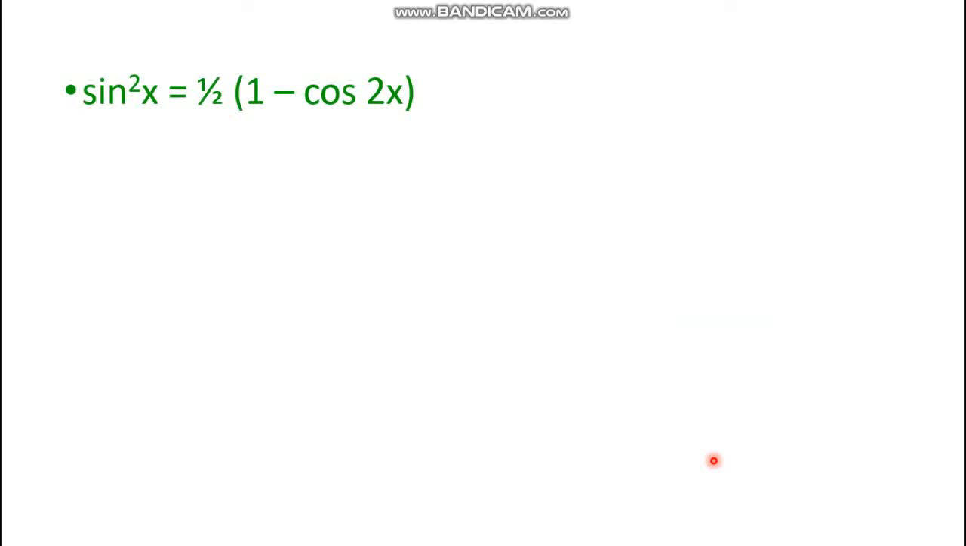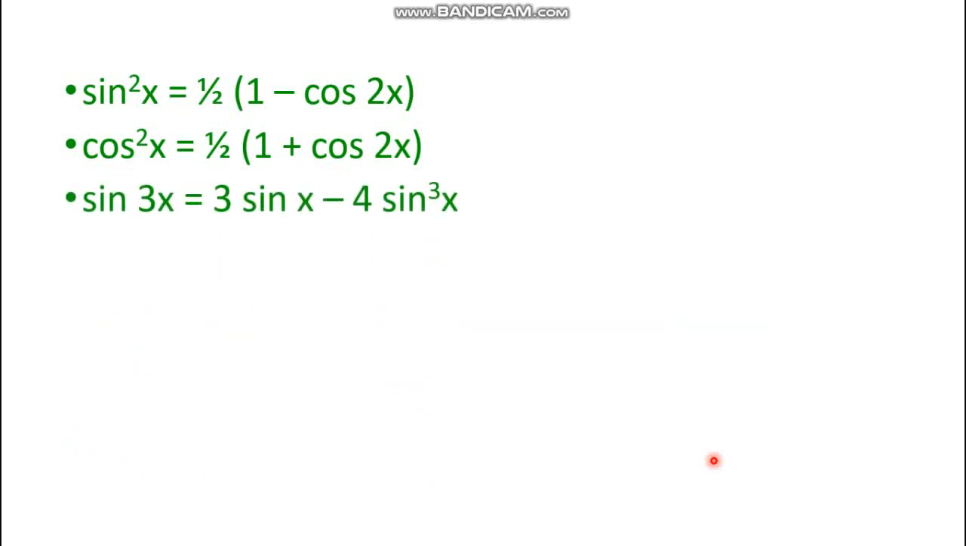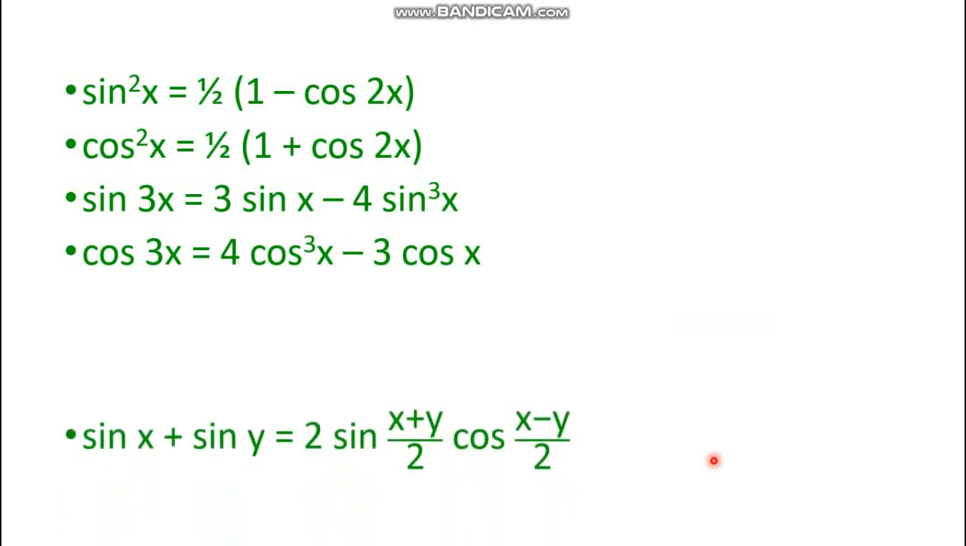Now sine square x equals half into 1 minus cos twice x. Cos square x equals half into 1 plus cos twice x. Sine thrice x equals 3 sine x minus 4 sine cube x. Cos thrice x equals 4 cos cube x minus 3 cos x.